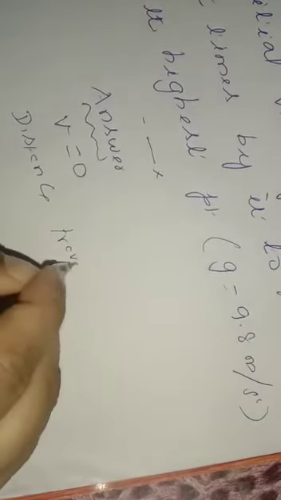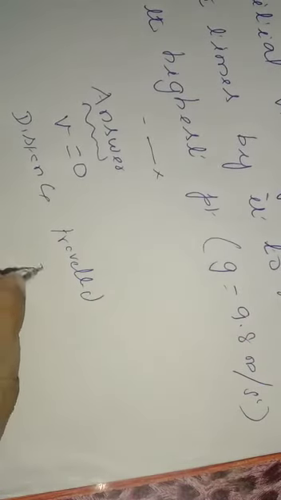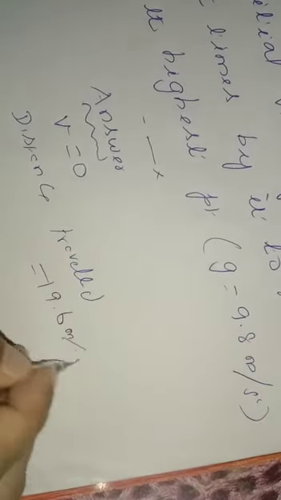Now, shall I answer the question? Final velocity we have to compute. V is equal to 0. Why, sir? When you are sending a material up to the top at 19.6, the velocity comes down to 0. So V is equal to 0. The distance traveled is 19.6 meters. That much distance it has traveled.